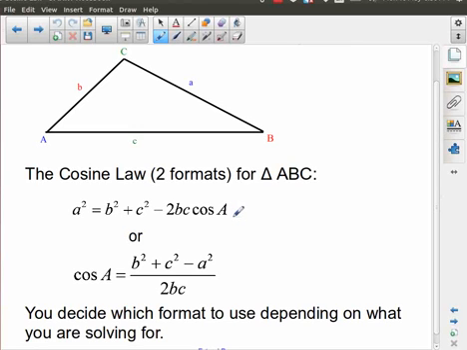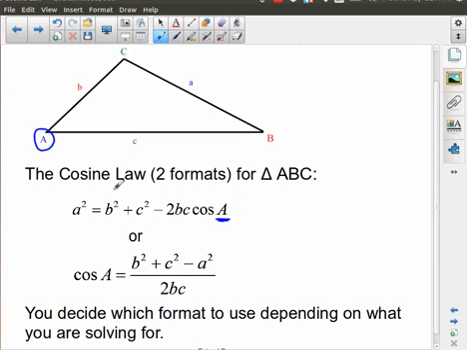and the cosine law tends to focus on a single angle at a time. You can see that here. So in this case, I'm focusing on the angle that corresponds to the vertex A, and the rest of the cosine law has to do with that.